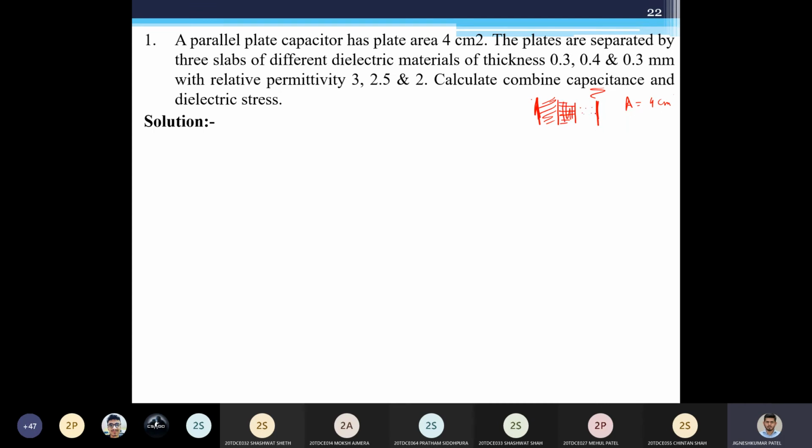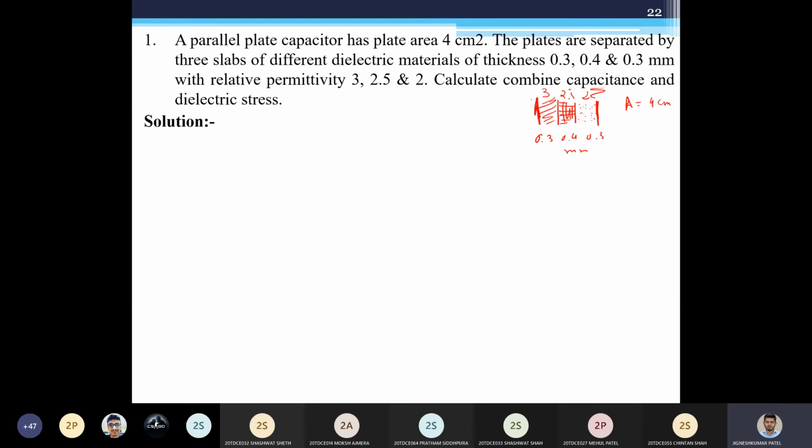And let us say this is my third media. So there are 3 different media. The thickness of these 3 media is given as 0.3, 0.4 and 0.3, all in millimeters, with relative permittivity of 3, 2.5 and 2. What you have been asked is to calculate the combined capacitance and dielectric stress.